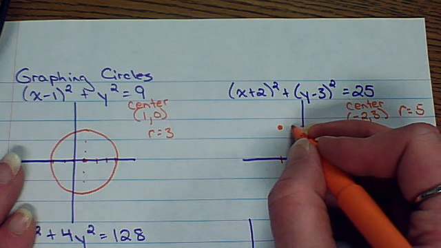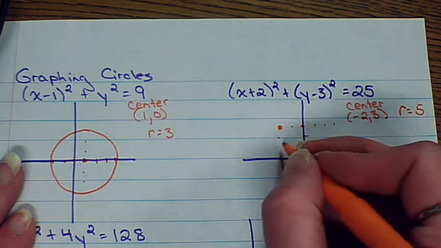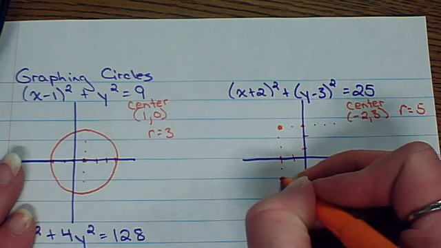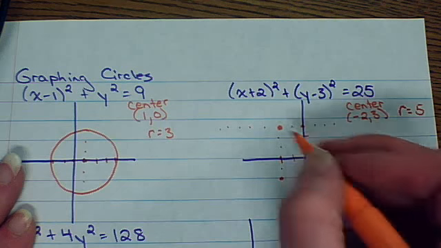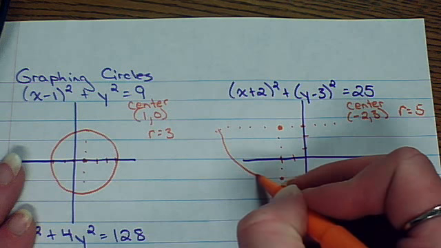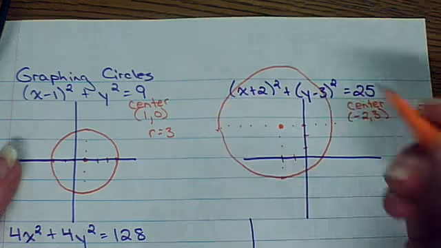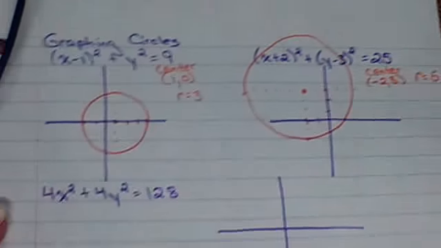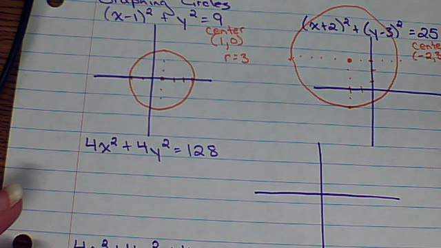−2, up 3, here's my center. Count out 5. 1, 2, 3, 4, 5. And it's usually easiest just to go 3, 4, 5, up, down, right, left, 2, 3, 4, 5. Can't really go up there because I'm running out of room. But we have that idea. Now, we're starting to get in this next one a little bit closer to what is called standard form.